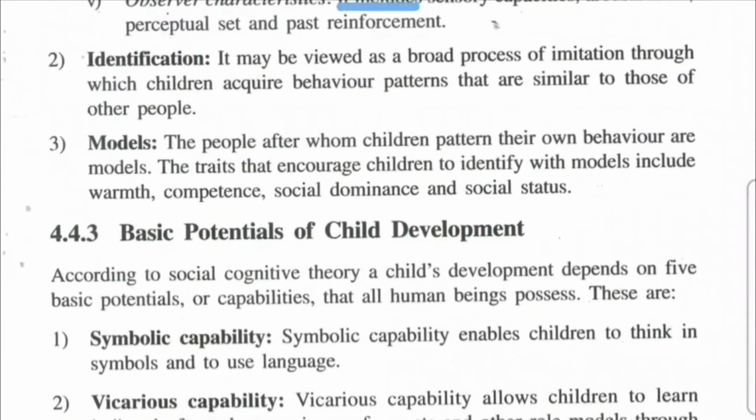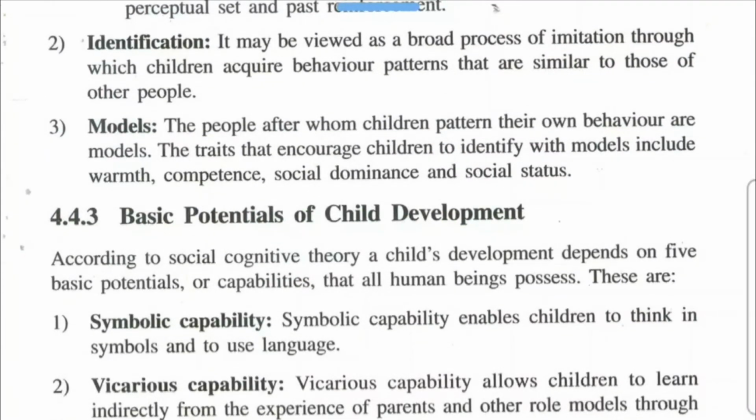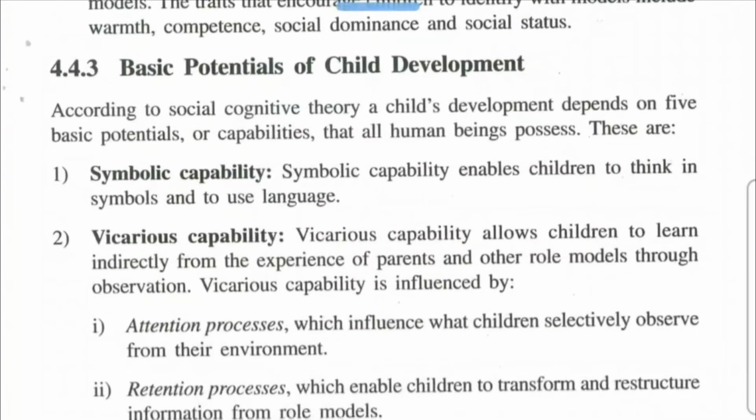2. Identification. Identification may be viewed as a broad process of imitation through which children acquire behavior patterns similar to those of other people. 3. Models. The people after whom children pattern their own behavior are models. The traits that encourage children to identify with models include warmth, competence, social dominance, and social status.